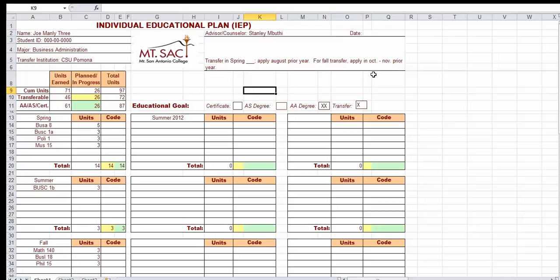And they are making a statement here: transfer in spring, whichever year, apply 1 year prior to transfer. All right. Hopefully that gives you an idea on how to use this template in putting together a wonderful educational plan to complete the exercise.